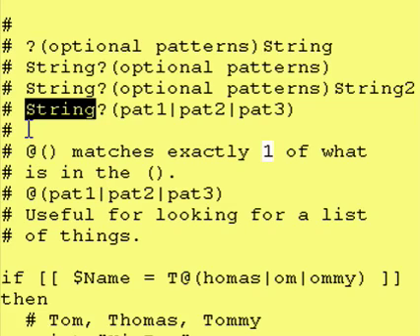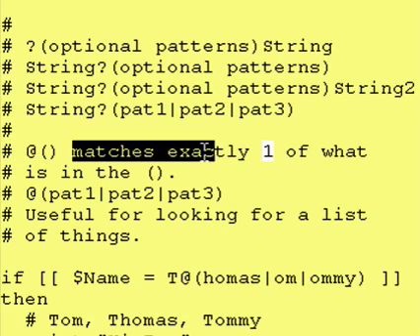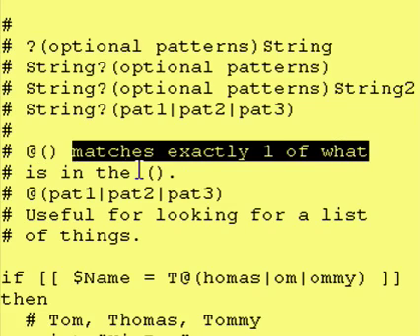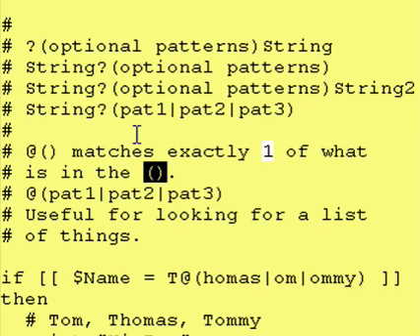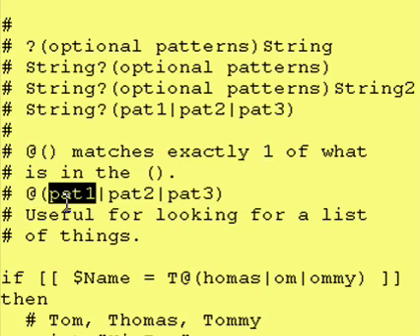Now today I wanted to go over something a little different. It's the at parenthesis, which matches exactly one of what is inside of the parentheses. It is required, it's not optional, and this is what it looks like, or something to that effect. So you must have pattern 1, or pattern 2, or pattern 3, and it's useful for looking for a list of things. Now, I'm doing an example that's similar to what we did last time, where we were looking for Tom or Tommy. Well, we're going to also look for Thomas this time.